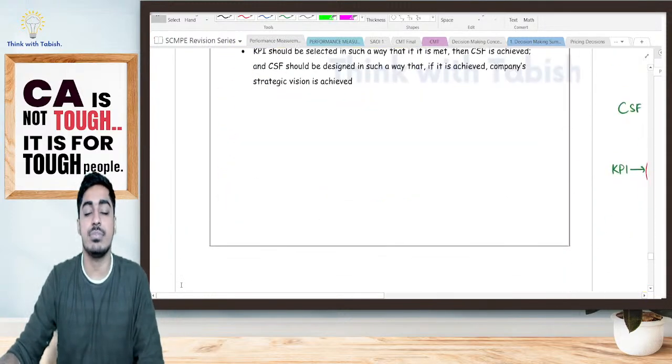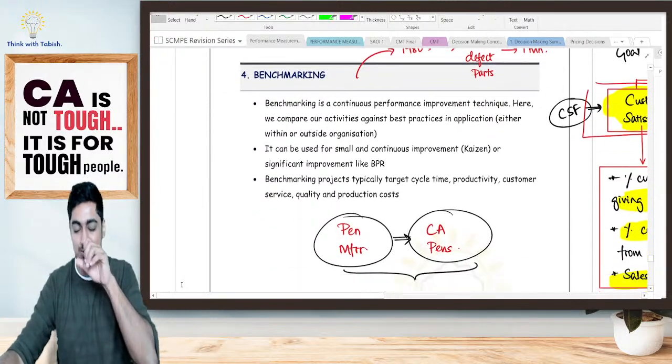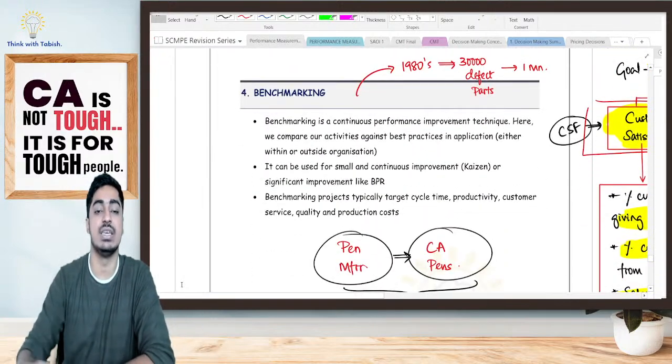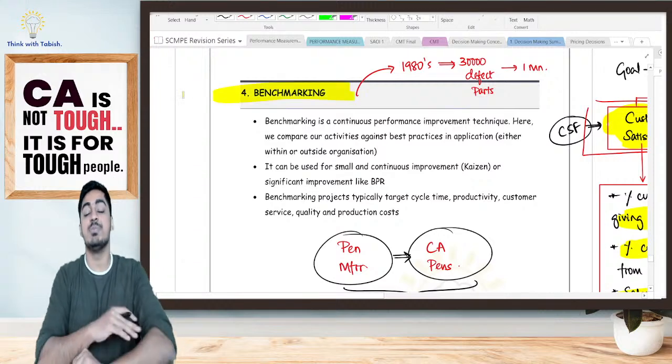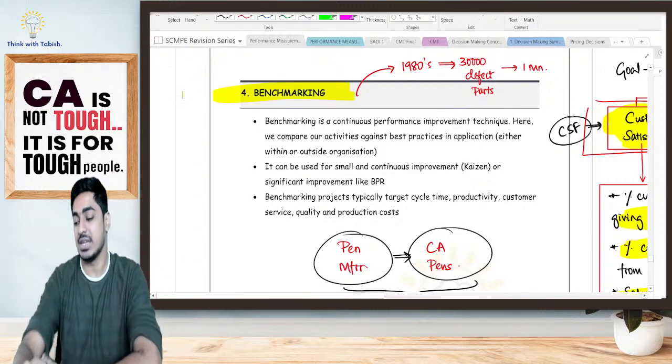Next concept, all these things we'll do quickly. You can read it once, obviously. Next topic that we have is benchmarking. What is benchmarking, students?